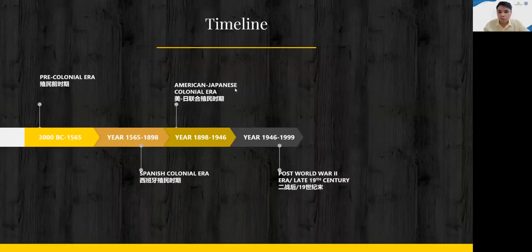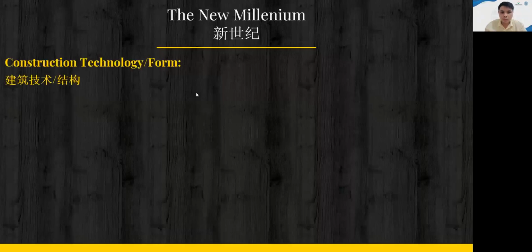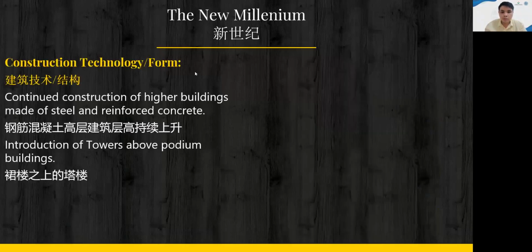So we now move to the new millennium era, which started in the late 19th century, to the year 2000. The new millennium is characterized still by the continued use of the material of choice, which is the reinforced concrete and steel. So in this era, there is a continued construction of higher buildings made of steel and reinforced concrete.